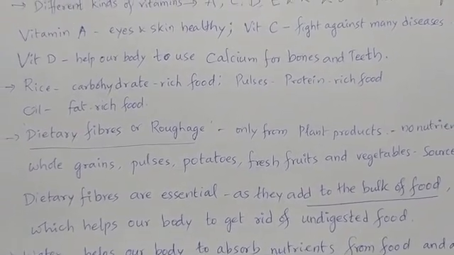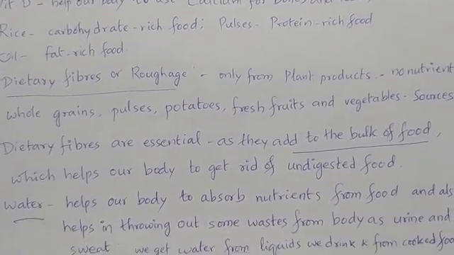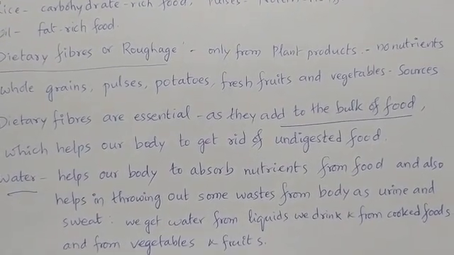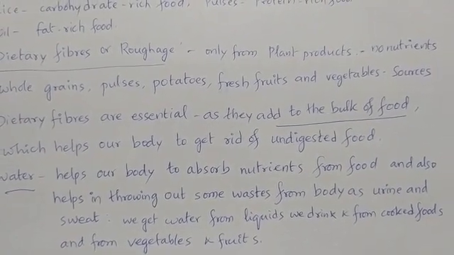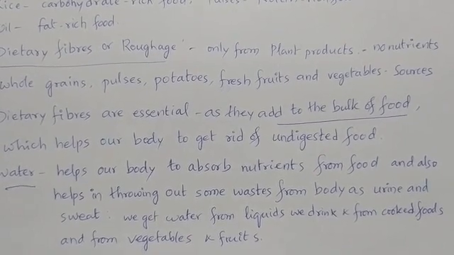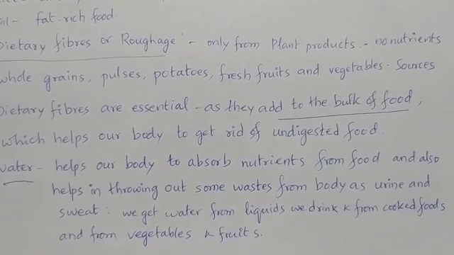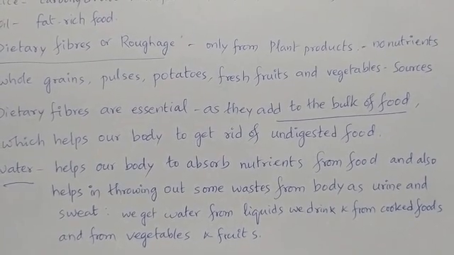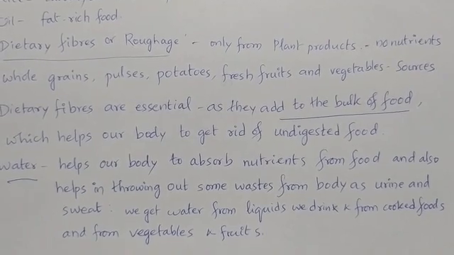Next, coming to dietary fibers or roughage. Dietary fibers are also called roughage. Dietary fibers are not nutrients. And one more thing, dietary fibers generally are not available from animal-based food products, that is meat, eggs, like these items. They do not contain dietary fibers or roughage. They are available only from plant products. They do not provide any nutrients.